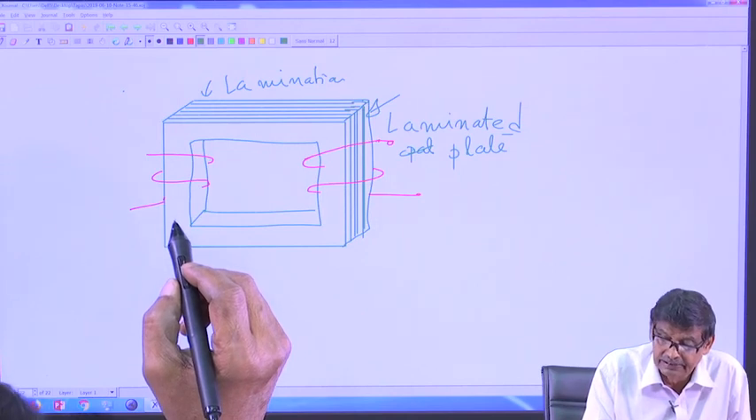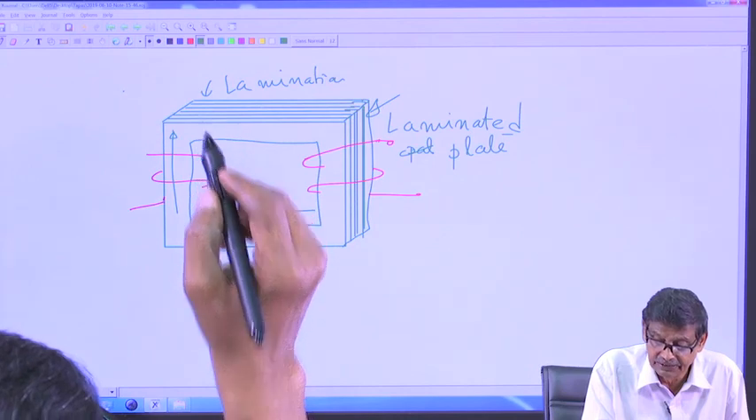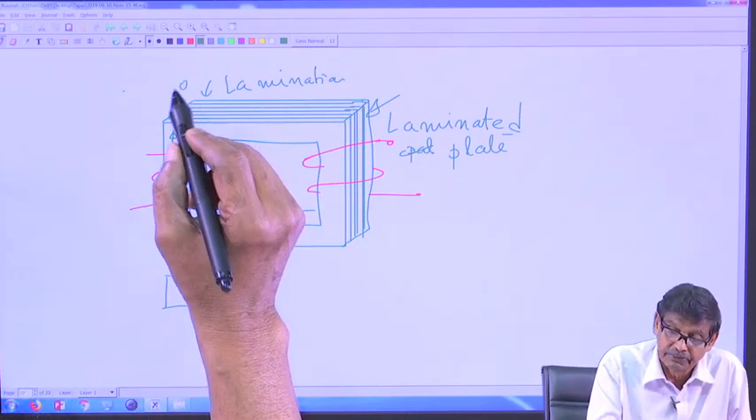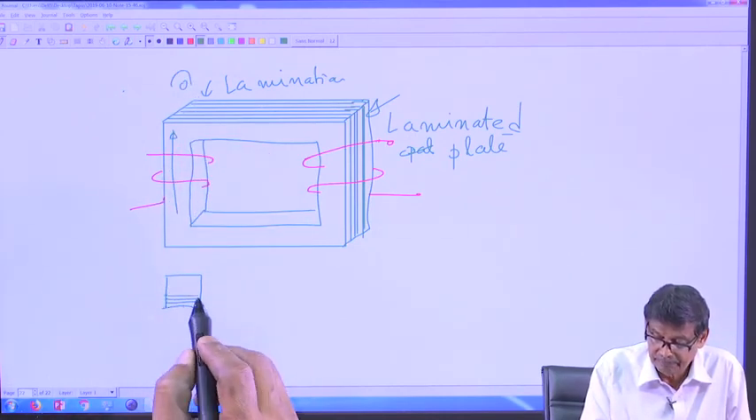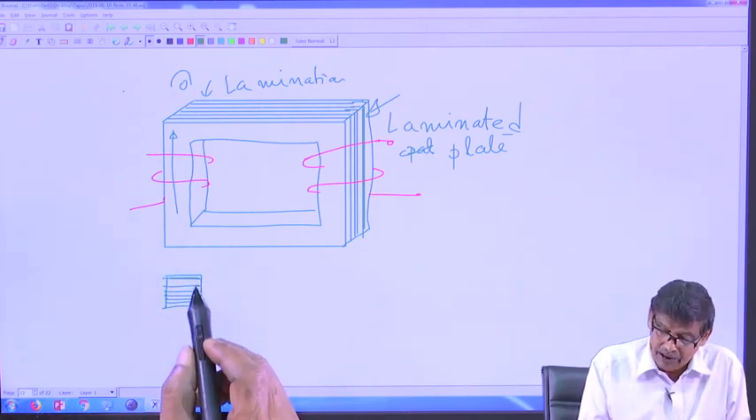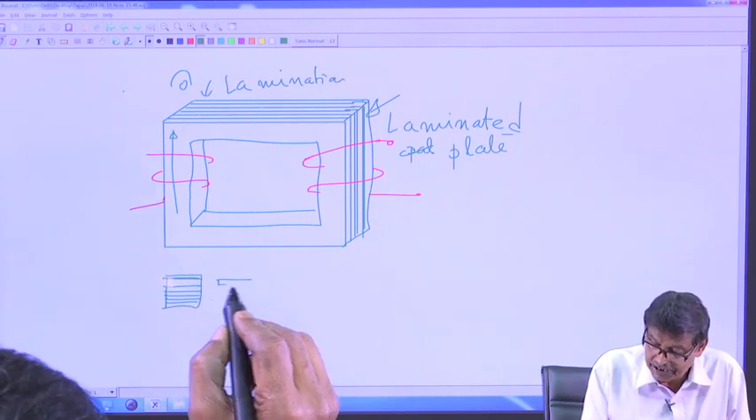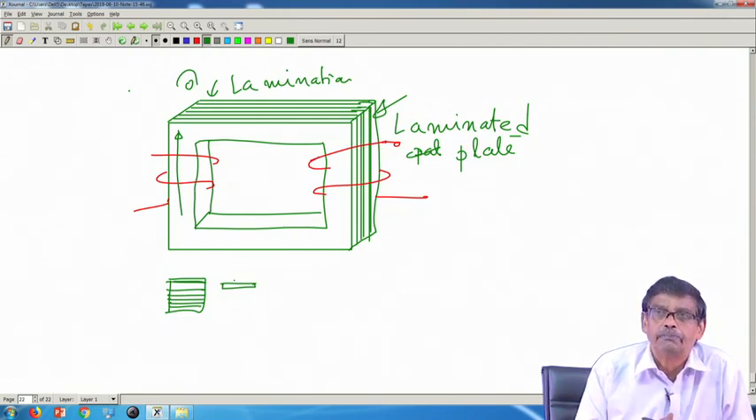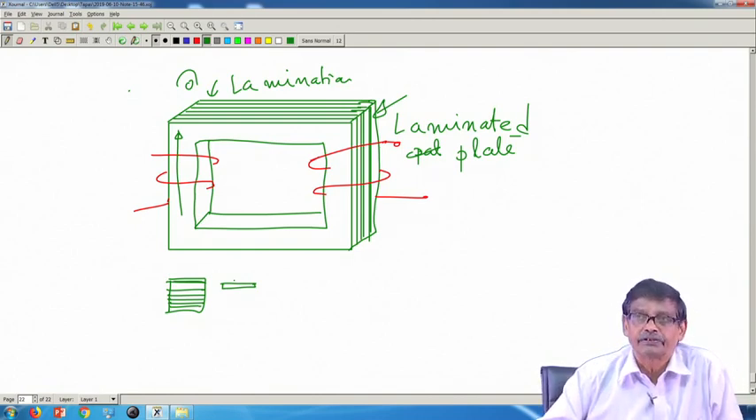So, this is the flux. Total flux is phi. By this area, the cross sectional area, if you look at it from the top, it will be now like this, and your phi is coming like that. So, average flux density is phi max divided by the area, because each plate will contribute to the overall area. Anyway, so far so good. So, this is called eddy current loss.